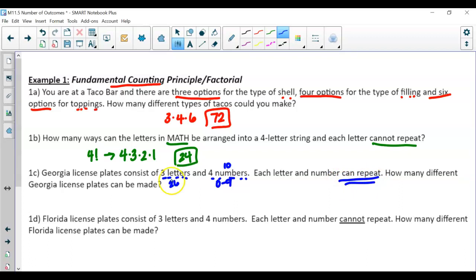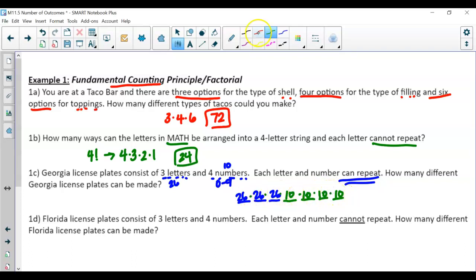So here we go. We're going to start off with our 3 letters, right? How many different options are there for the first letter? 26. How many different options for the second letter? 26, because they can repeat. How many options for the third letter? 26. Then how many options are there now for the first number? 10. How many options for the second? 10. Third is 10, fourth is 10, and multiply.